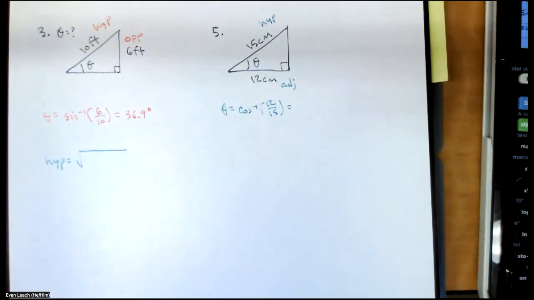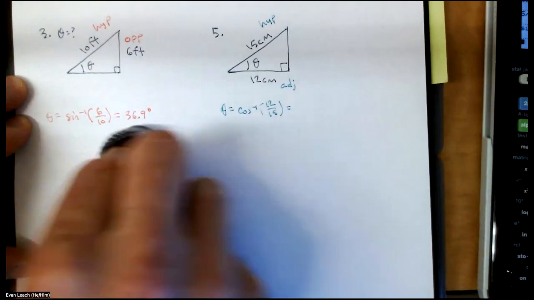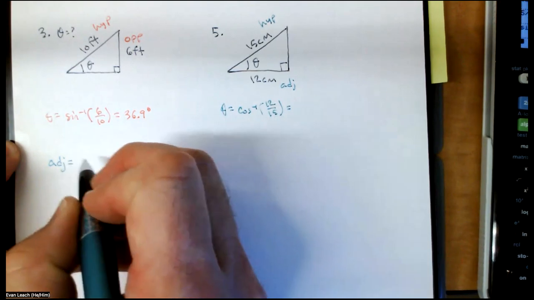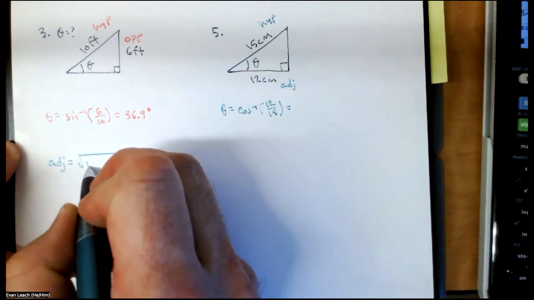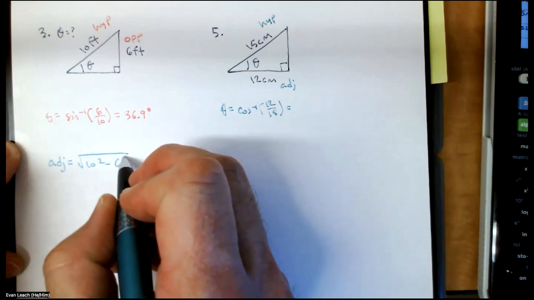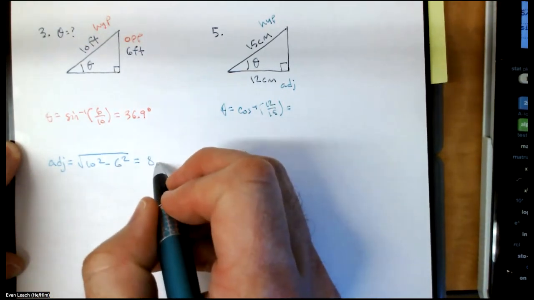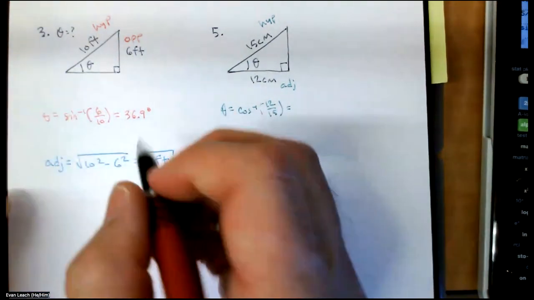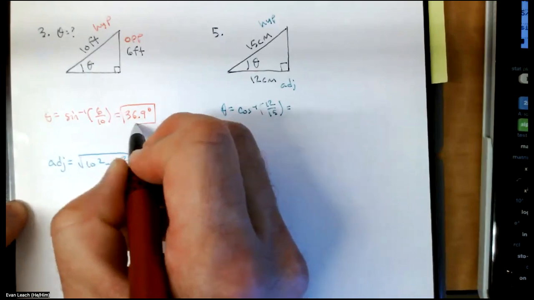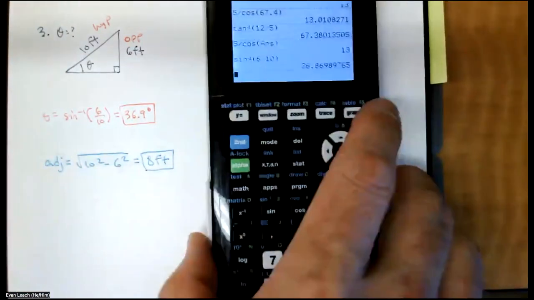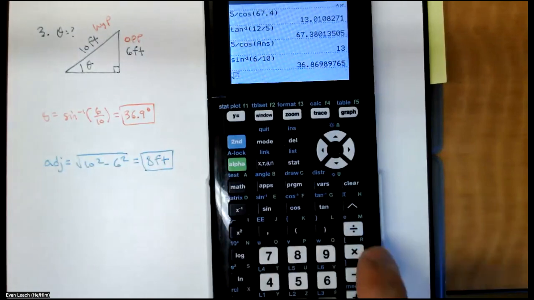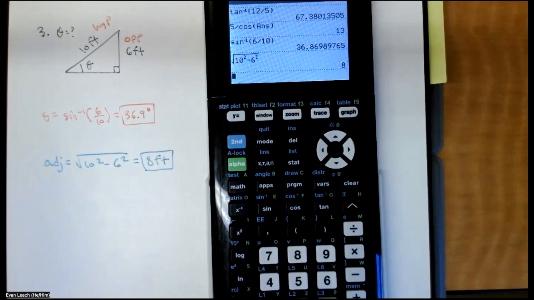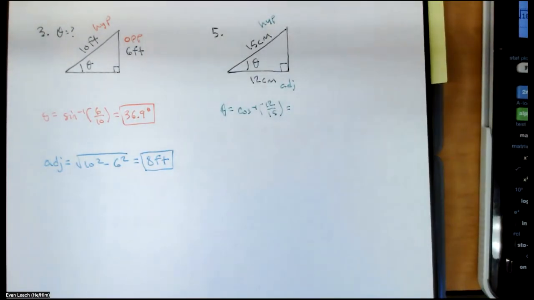Oops, I have the hypotenuse. Most likely for the adjacent side, I'll just use the Pythagorean theorem. And that'll be the square root of hypotenuse squared minus opposite squared. I can grab my calculating machine and ask for the square root of 10 squared minus 6 squared. And that'll give me the 8. Any questions?